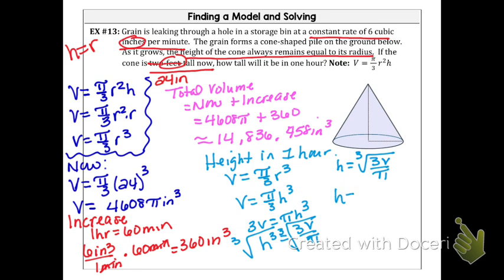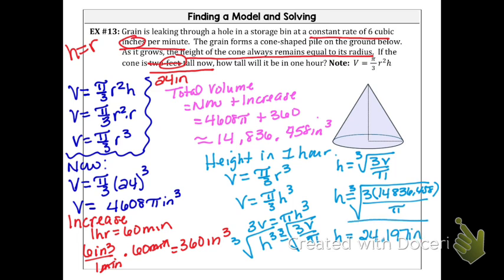Now if I want the height in 1 hour, I already know its volume. So I'm going to take the cube root of 3 times the volume, 14,836.458, divide that by pi, and find its cube root. And I should end up with 24.197, and our height is in inches. I know we don't like the box, but I'm going to box this one so we don't lose it. And so there is our height in 1 hour. And that is the end of Unit 1.